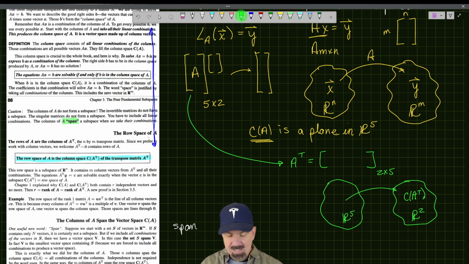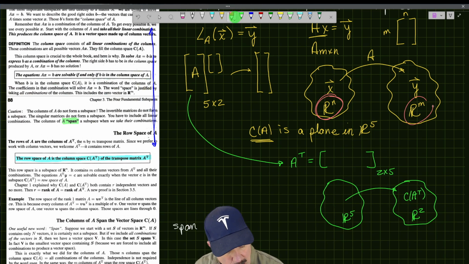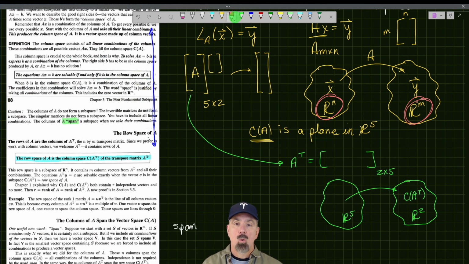So this idea of the subspaces, you can think about it just like you do a function. I have a domain and a codomain. Originally, my domain was Rn and my codomain was Rm. When I take the transpose, it's flipped. I'm now mapping Rm over to Rn. That's for A transpose. We'll talk more about this next time.